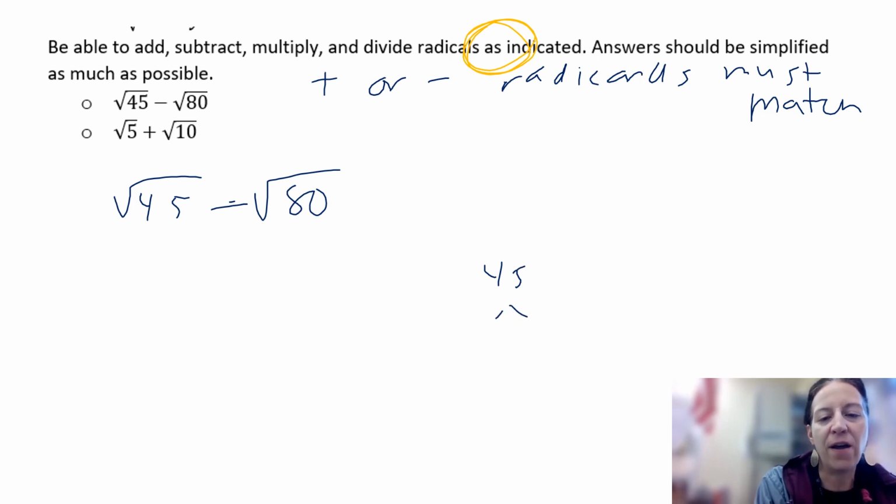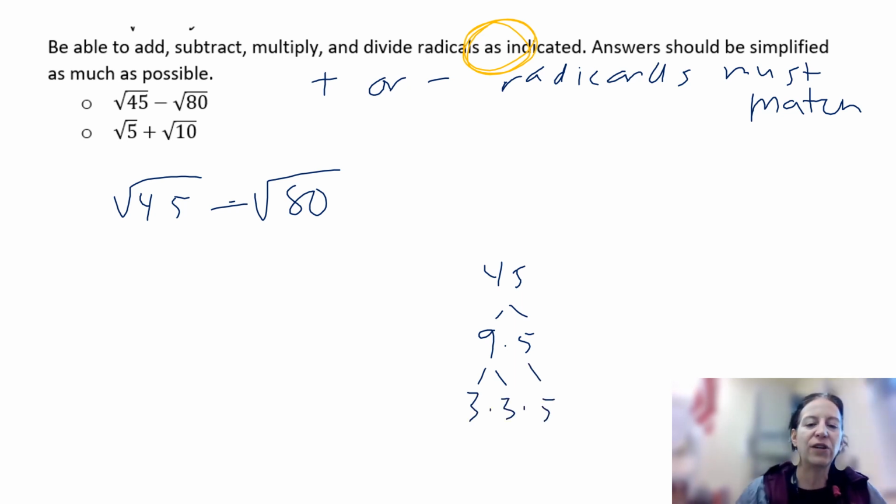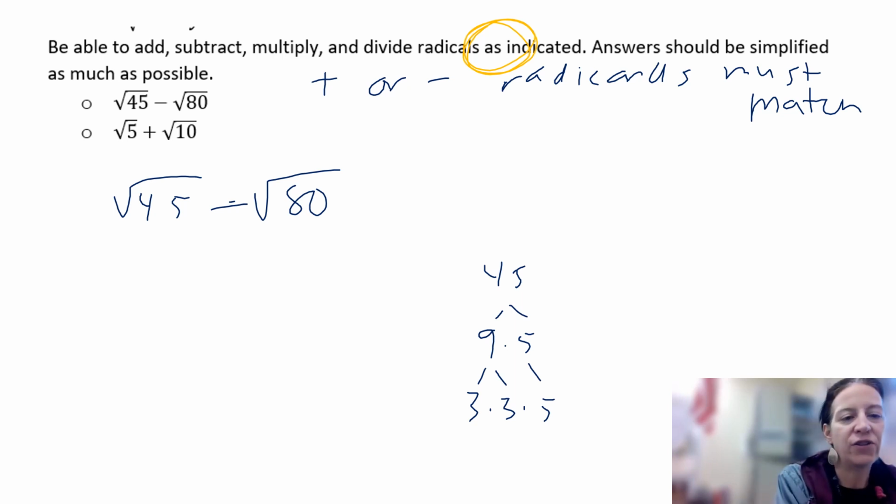So 45, I know, factors into 9 times 5, and 9 factors into 3 times 3. And then don't forget that the 5 is there. When I do a factor tree, I always try to bring down the other number, even though it's prime and I'm done with it, because sometimes if you leave it up there, you just notice the 3 times 3. Okay, and so my factorization of 45 is 3 times 3 times 5.